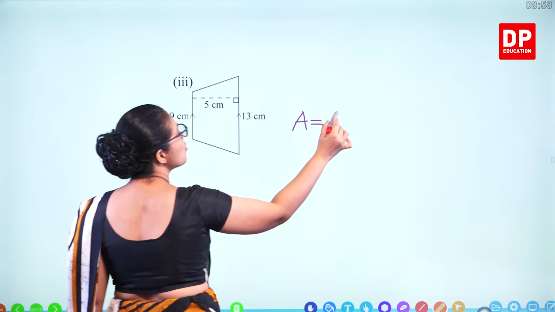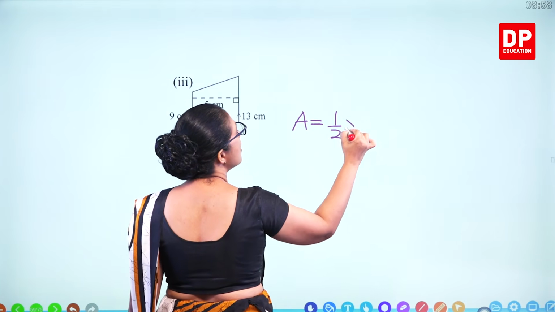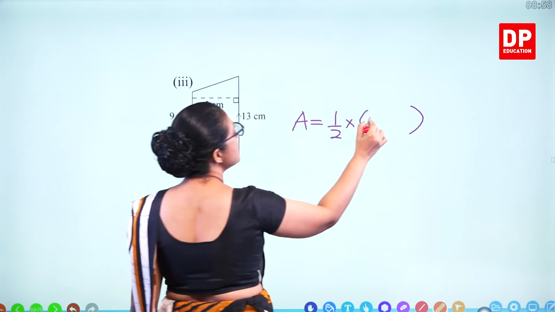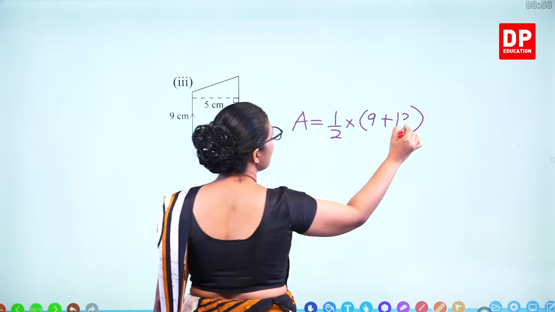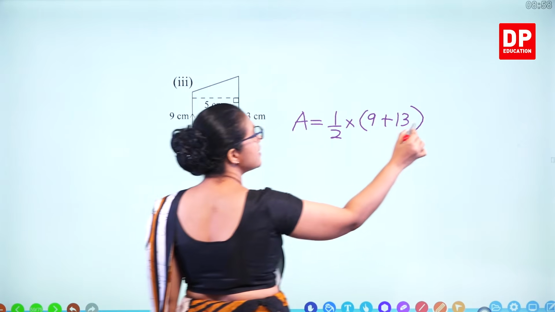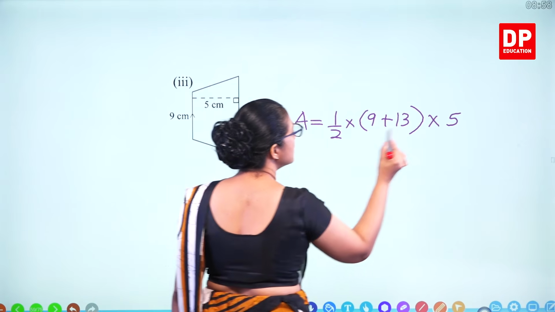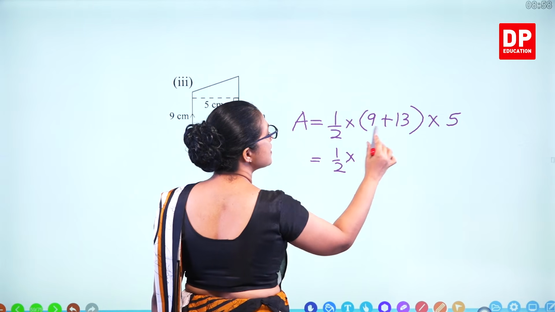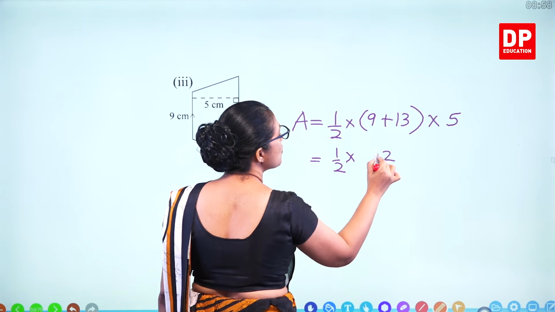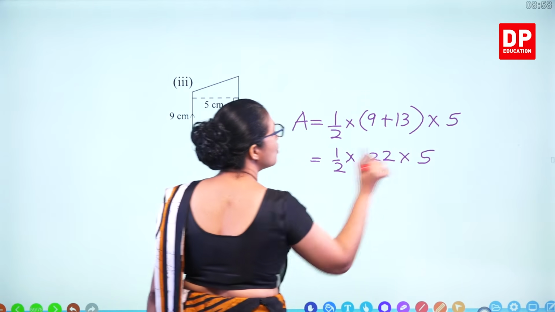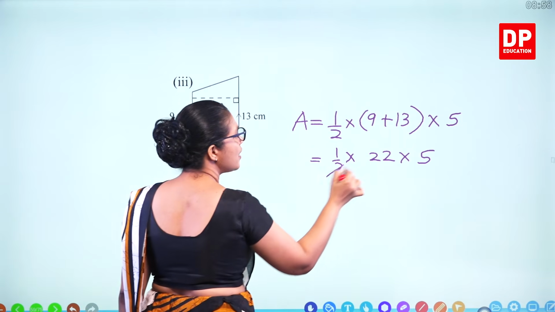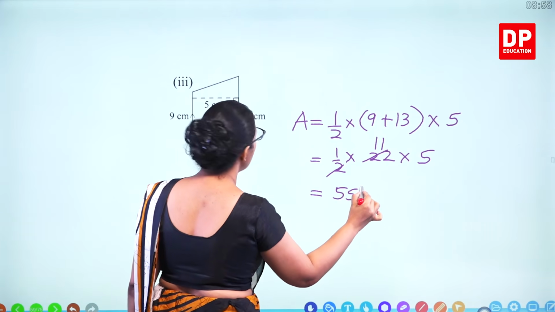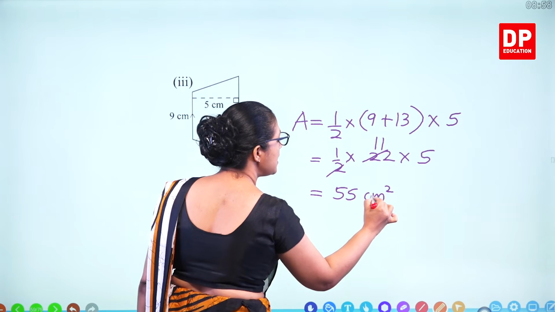Another trapezium. Area is equal to half the two lengths of the parallel lines, 9 and 13, and the perpendicular height is 5. 9 plus 13, 22. Now you can divide by 2 here. 11 times 5, 55 square centimeters.